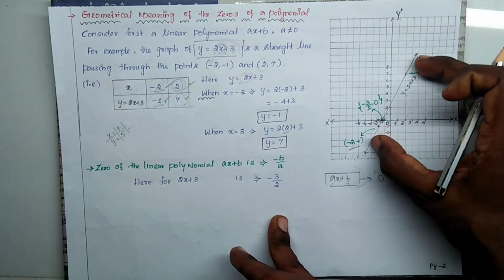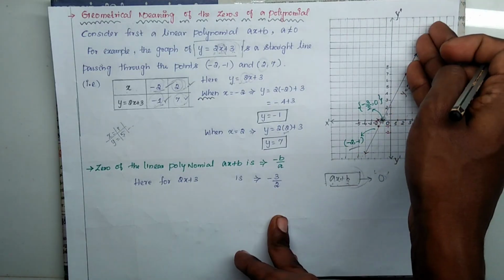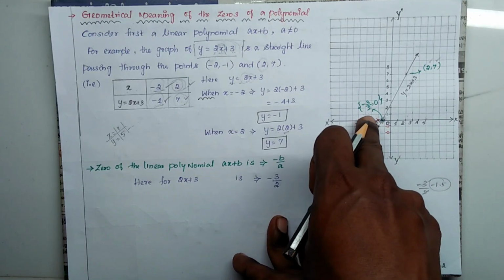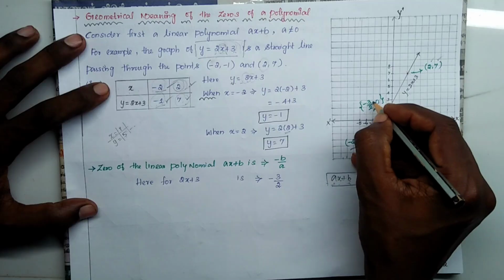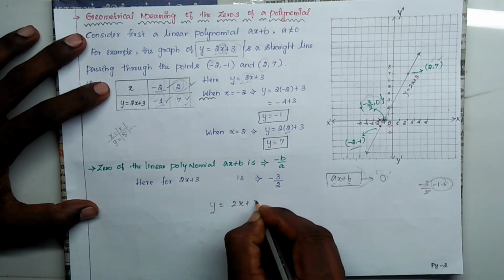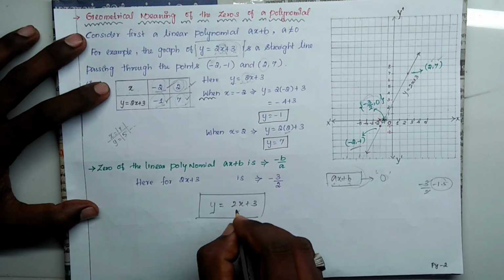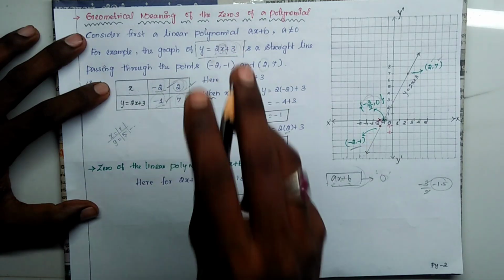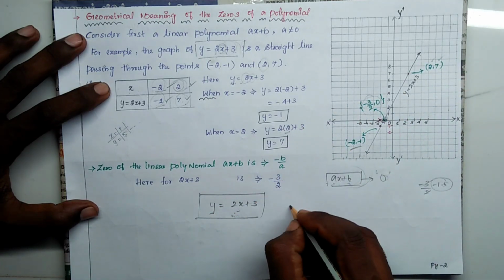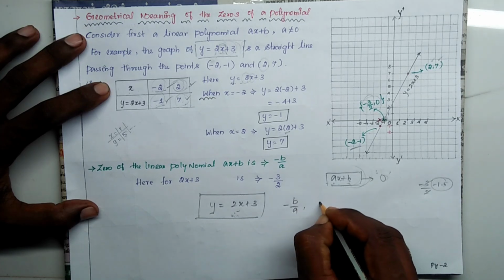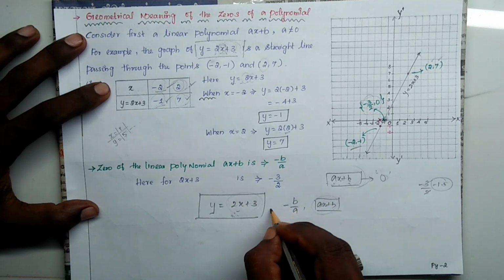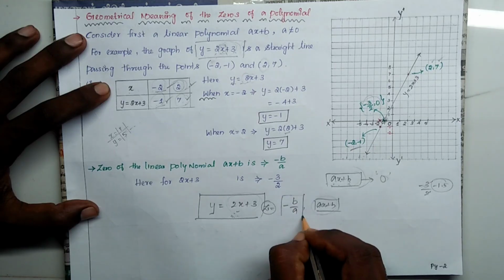Now we plotted only 2 points. After joining these, this graph will cut the x-axis at a point. That point is minus 3/2 comma 0. So what does minus 3/2 mean? They have given y is equal to 2x plus 3. If we are going to find the zero of this equation, we have already seen that the zero of a linear, that is straight line, equation is always minus b by a for ax plus b. So this equation is in the form of ax plus b, so the zero of the polynomial is minus of b by a.